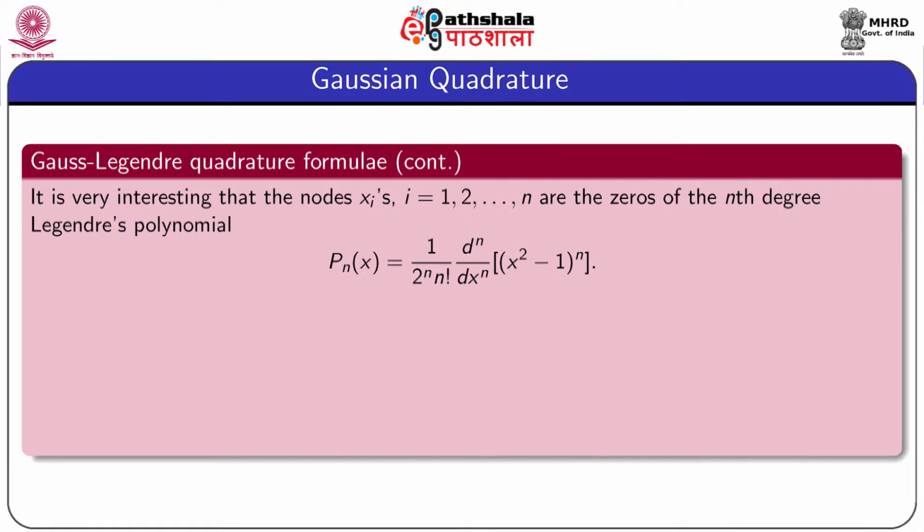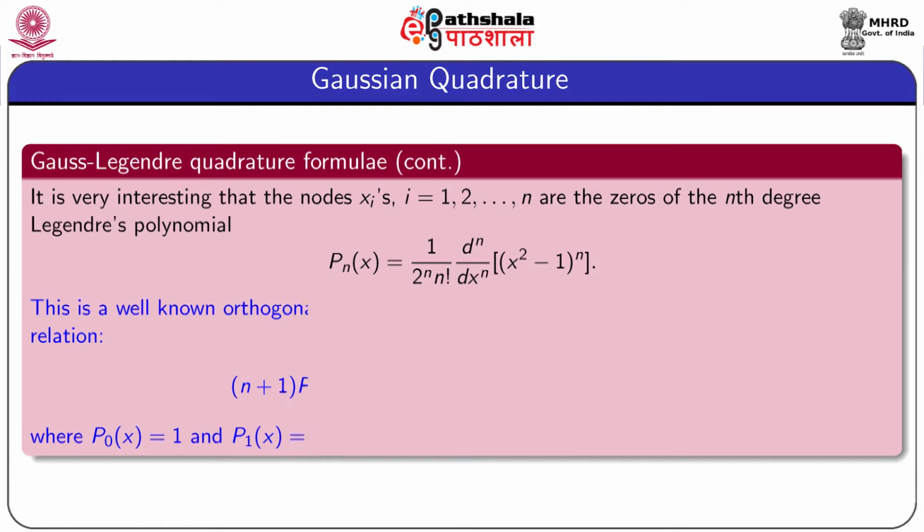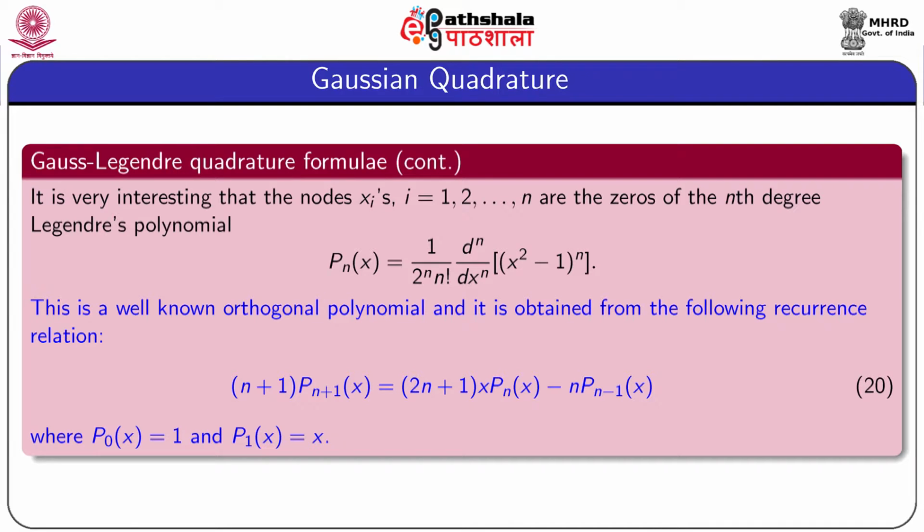It is very interesting that the nodes, that means the values of xi's, are the zeros of the nth degree Legendre polynomial given by Pn(x) = 1/(2^n n!) times the nth derivative of (x^2 - 1)^n, and this supports the Gaussian fundamental theorem for Gaussian quadrature. And this polynomial is obtained from the recurrence relation written in equation number 20. And the particular values of this Gauss-Legendre polynomial are P0(x) = 1 and P1(x) = x.